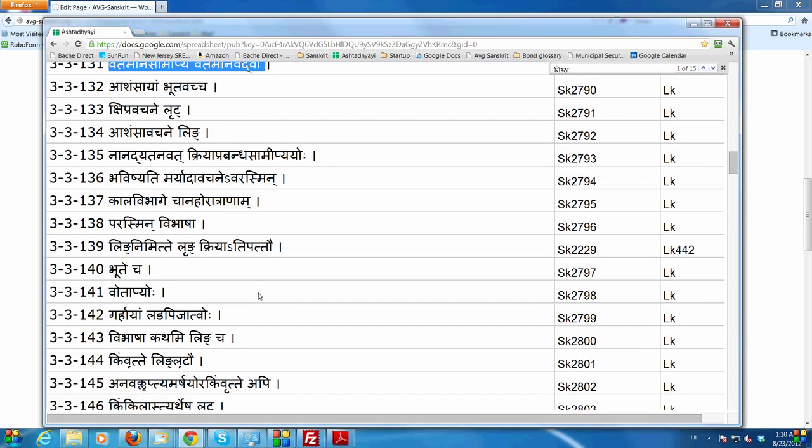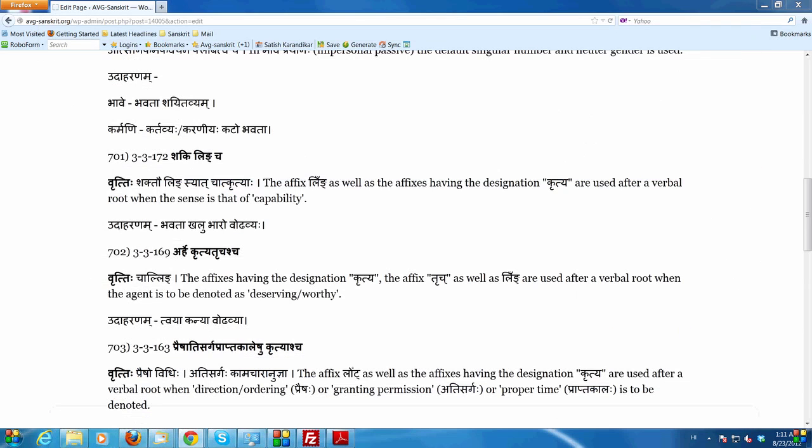Now, why do we need these extra rules? Because let us look at this rule itself, which is our next rule, 3.3.172, shakhi ling cha. It's talking about the affix ling being used in a certain meaning. But it also says cha, so the kritya pratyaya also can be used in shaki. Now, why do we need this special rule for krityaha?